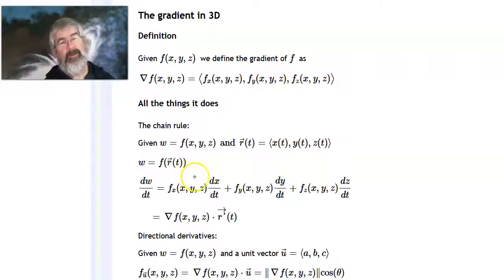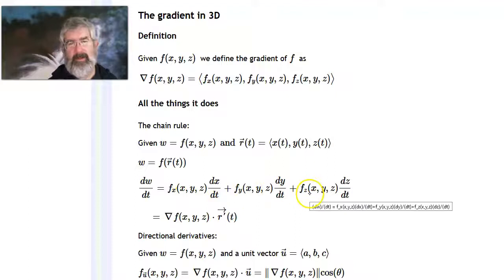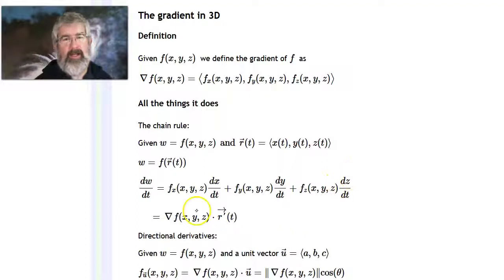Then if w is a function of t, it has a derivative. And the way you calculate the derivative is by the chain rule. This was the chain rule we saw. But if you write this now as a dot product, it looks like the dot product of the gradient and the derivative of r. The gradient is this one, and then the derivative is dx/dt, dy/dt, and dz/dt. And sure enough, this looks just like it did with two variables. Well, not just like, because there's a z in here, because we now have three variables instead of two.